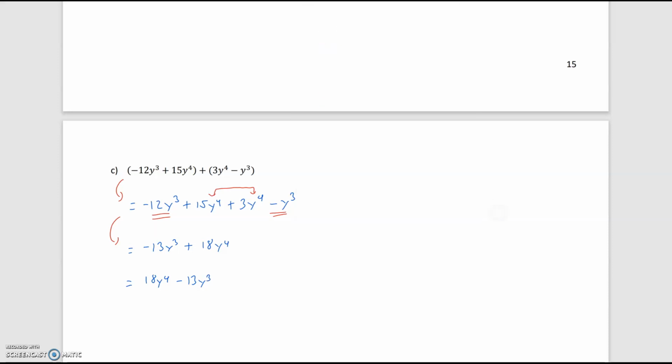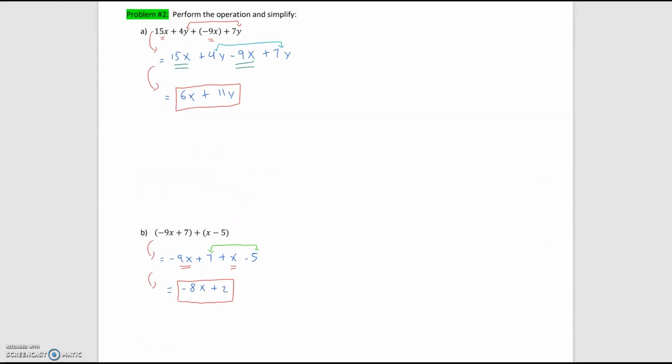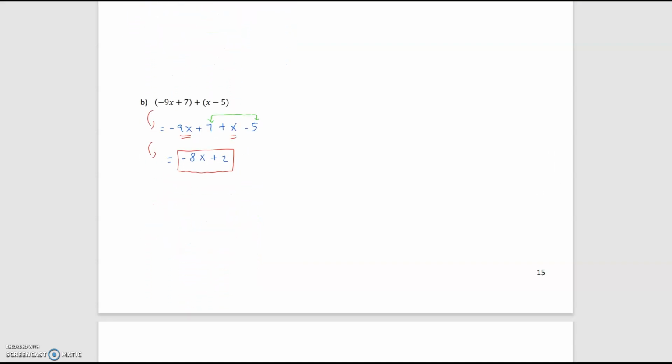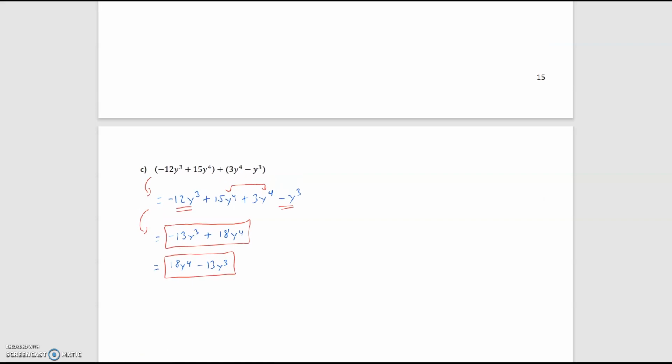So both of these answers are perfectly fine, but some of the problems are asking for us to rewrite it in lowest form or in descending order. Let me check the previous ones. So both of the previous ones are actually okay. This one, both of these answers are fine, except that for some of the problems on the homework, they are going to be asking for descending order. That's actually it for C.